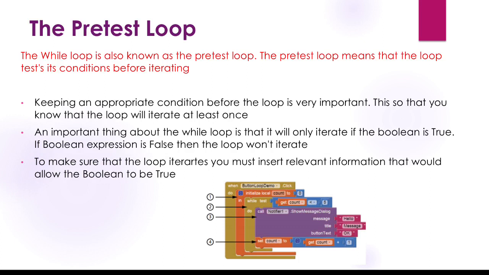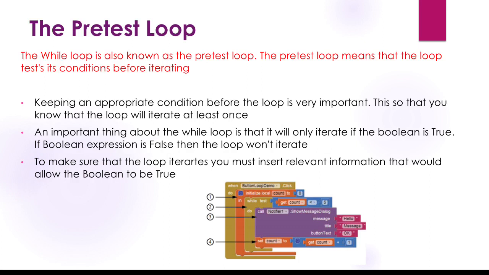So the loop would iterate 4 times, and when it goes to iterate the 5th time, the loop would stop since the condition is that the count has to be less than 5 to continue repeating. Another important thing is to keep appropriate initializations before the loop. This is so that you know that the loop will iterate at least once.